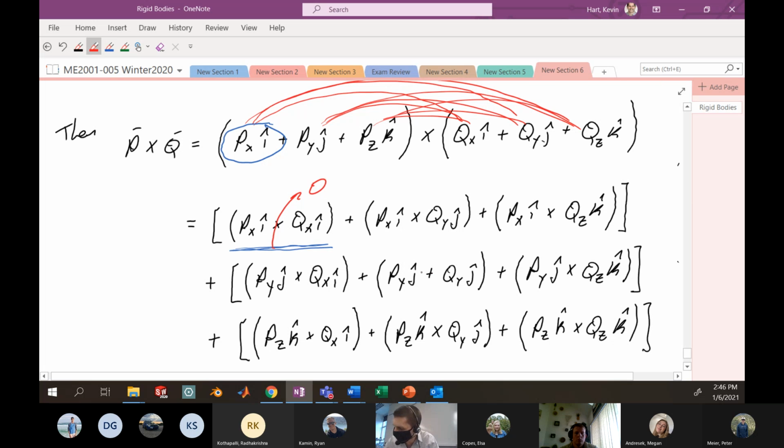Same thing with j cross j, and this k cross k, right? All 0.